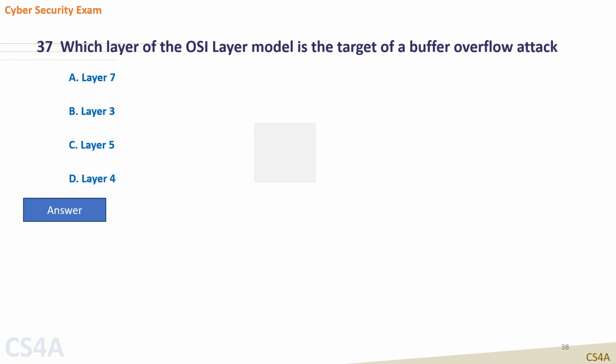So here the question is, which layer of OSI layer model is the target of buffer overflow attack? So what is buffer overflow attack? In buffer overflow attack, the attacker tries to send a large amount of data so that the server can't process it. So it can be either in user input field or it can be in a data field. So usually the buffer overflow attack targets higher layer of OSI model, that is layer 7.